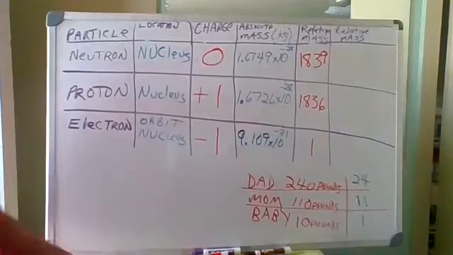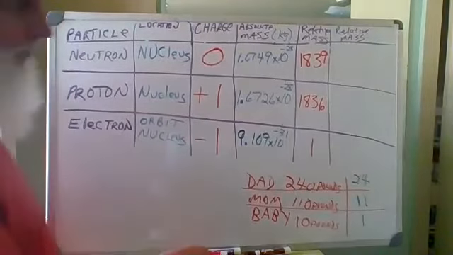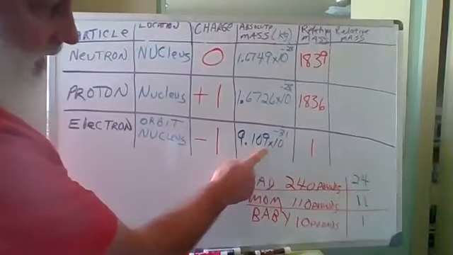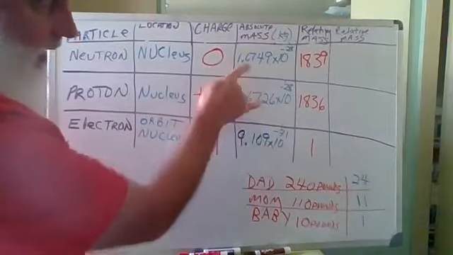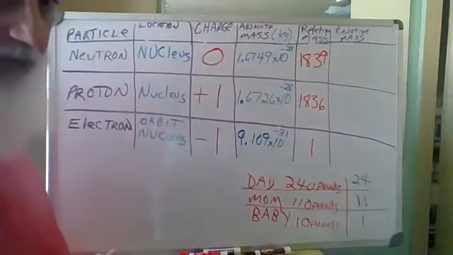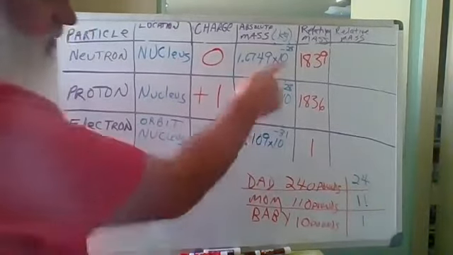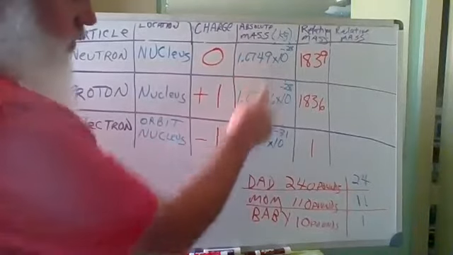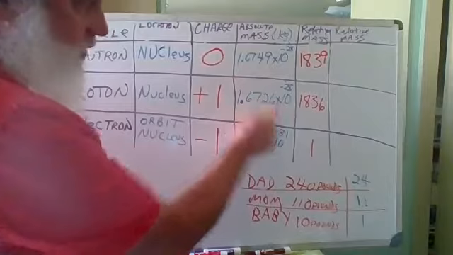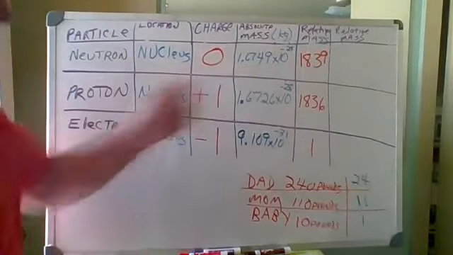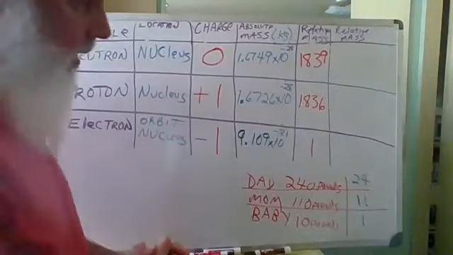Now let's go back to our particle table. Where did these numbers come from? Well, the electron with the smallest mass is like the baby. And in this case, the mom and the dad have almost the exact same mass. Dad is a little bit heavier. You notice here, this is 6749, and the proton is 6726. They're almost exactly the same, but not quite. Neutron is a little bit more massive.